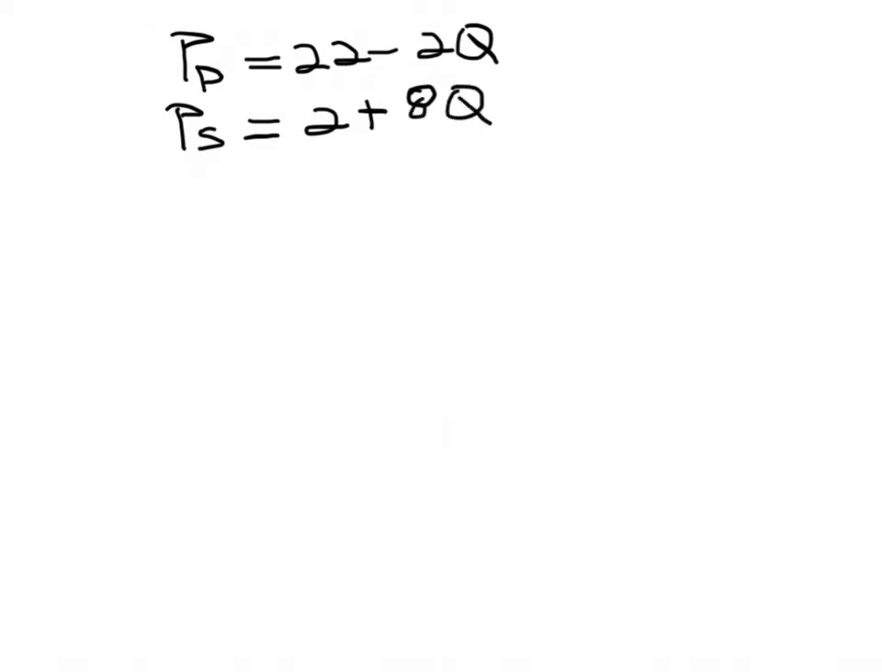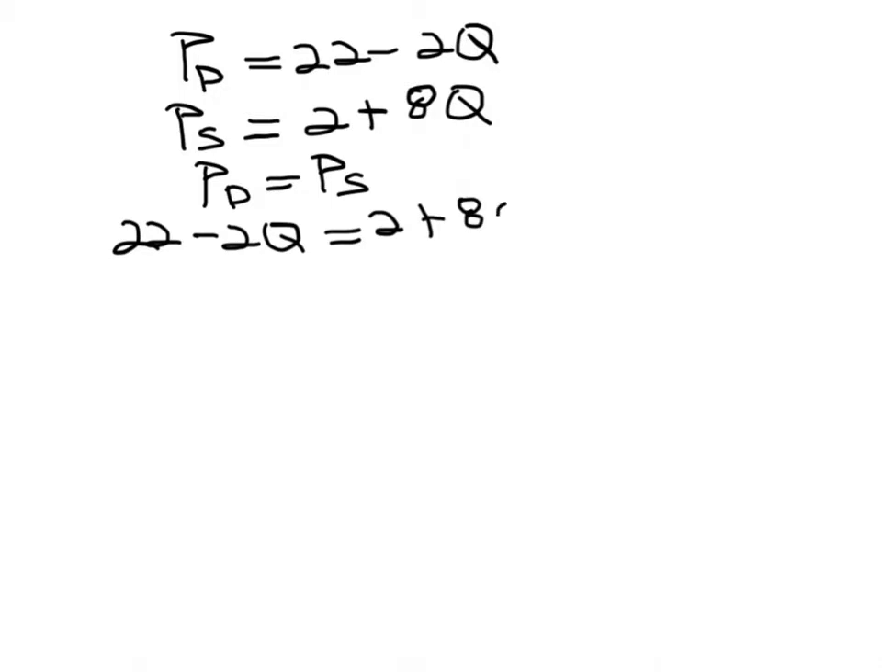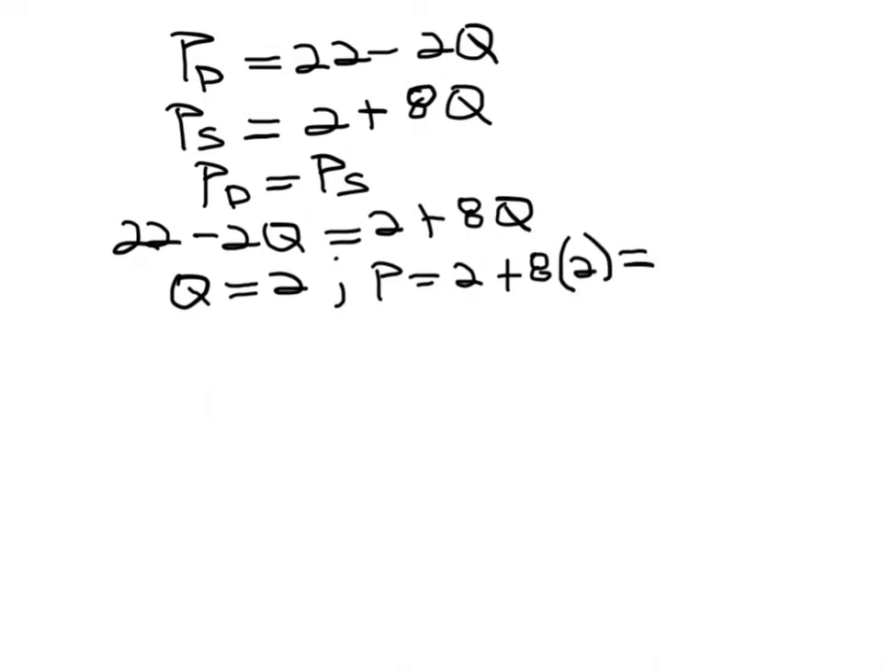Well, if there's no tax, we know that the price is going to be the equilibrium price for demand and supply. So we know PD is equal to PS. And we can solve for Q by making the two equations equal to each other. If we do that, the value of Q is going to be equal to 2. And we can put that Q into either one of the two equations. Let's say we put it into the supply equation. That would be 2 plus 8 times 2, and the price will end up being $18. So if there's no tax, the equilibrium quantity is 2 and the equilibrium price is $18.